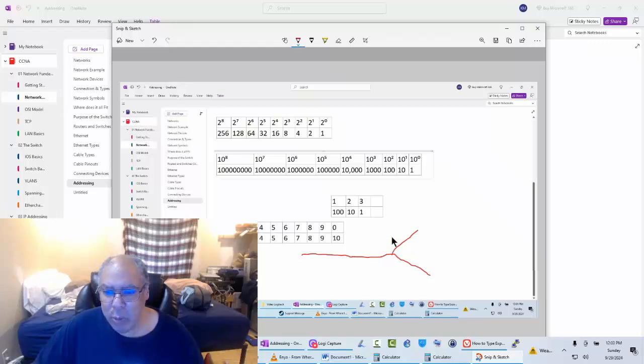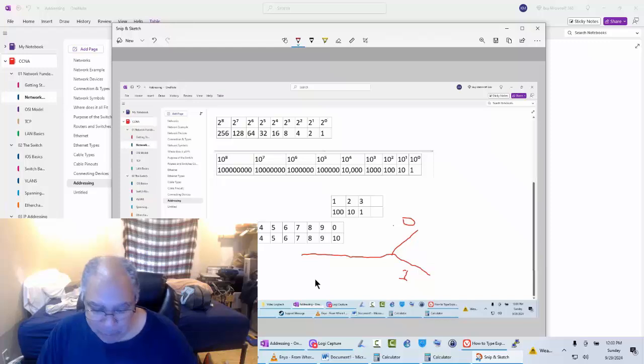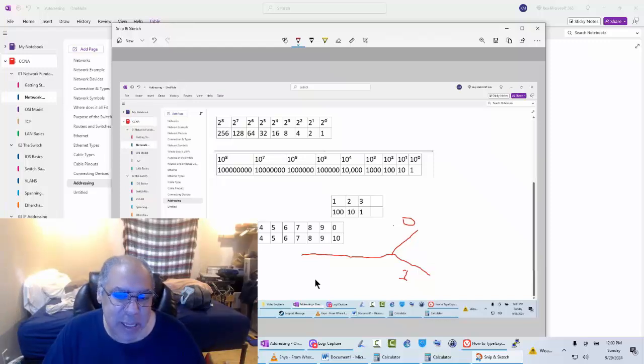Now, here's the thing. A computer speaks in machine language, guys. Machine language is just ones and zeros. And before you start thinking this is irrelevant to networking, you're wrong. Completely wrong. It's going to start making sense when we talk about the IP addresses in more depth.